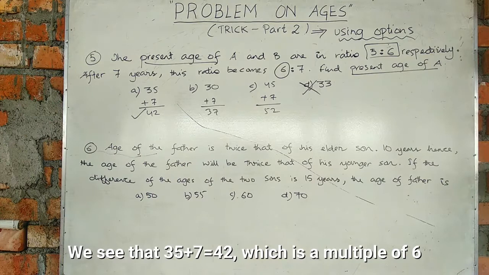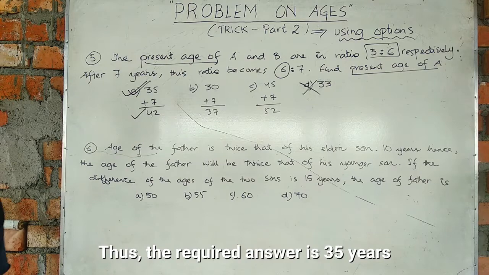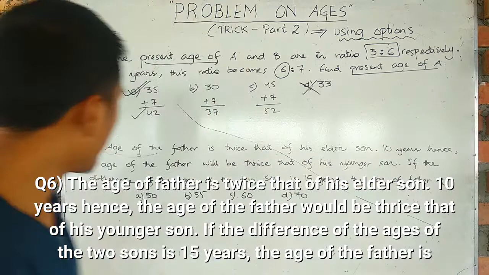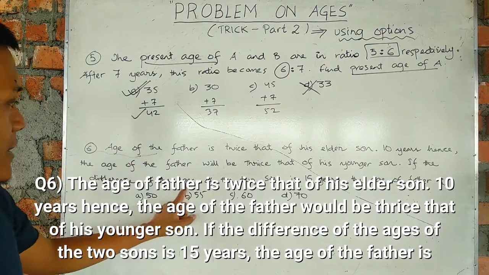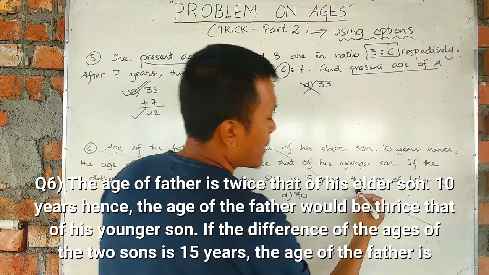Next question. Age of the father is twice that of his elder son. 10 years hence, the age of the father will be twice that of his younger son. If the difference of the ages of the two sons is 15 years, the age of the father, like the present, is? Present age of the father is what we need to find.